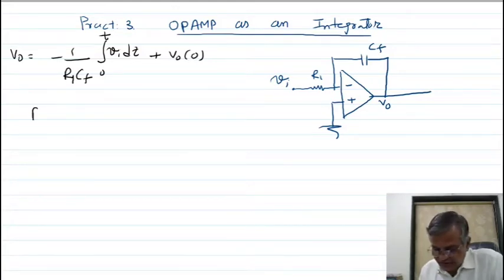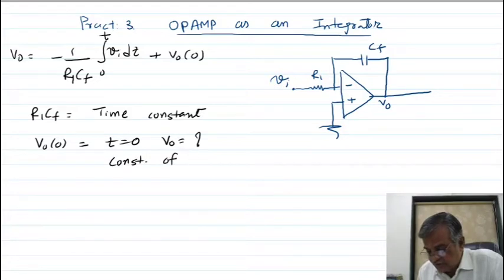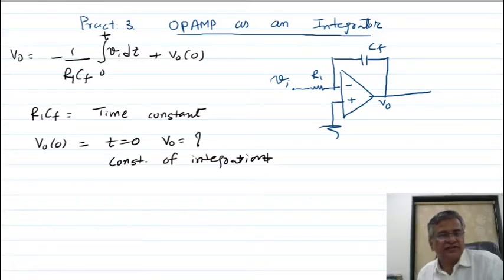In this equation R1 CF is called the time constant. And VOO, that is the output voltage at t equal to 0, is called the constant of integration, or the integration constant. So this is the equation of the output voltage, VO is this much, and this is your time constant.